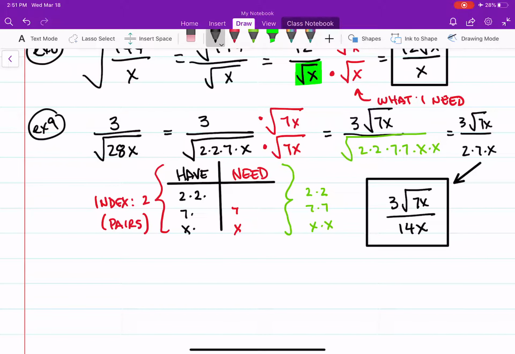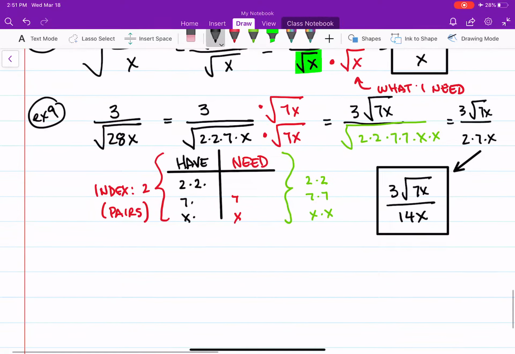There we go. All right. So again, I break it down, what's in the denominator, and then what I do is a chart of haves and needs. Because of the index, based on the index is going to figure out what I need.